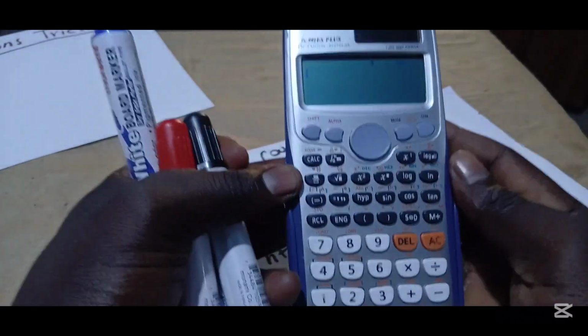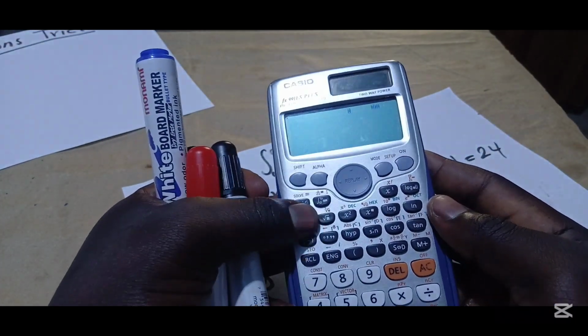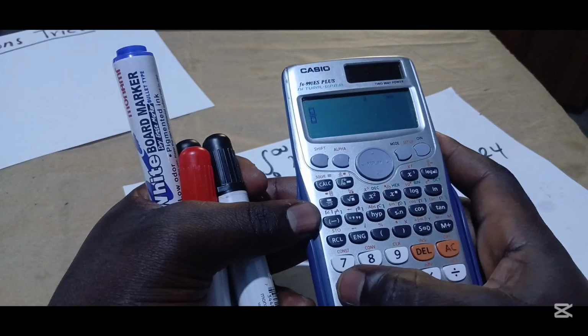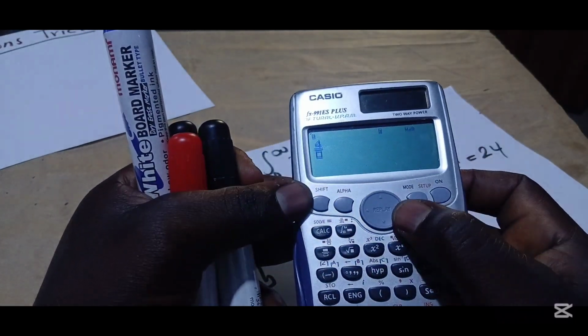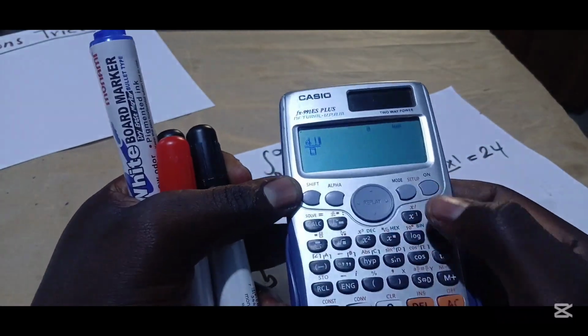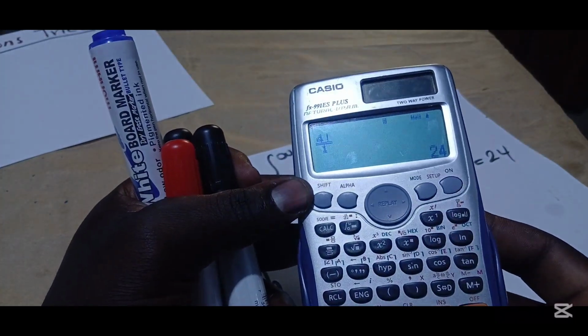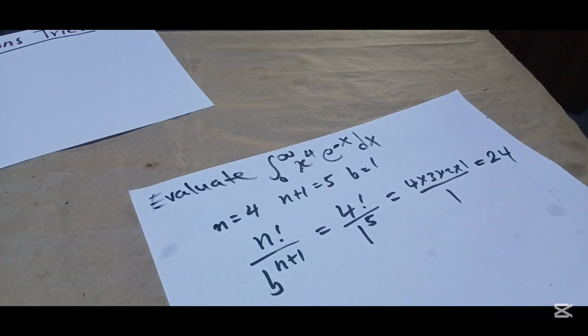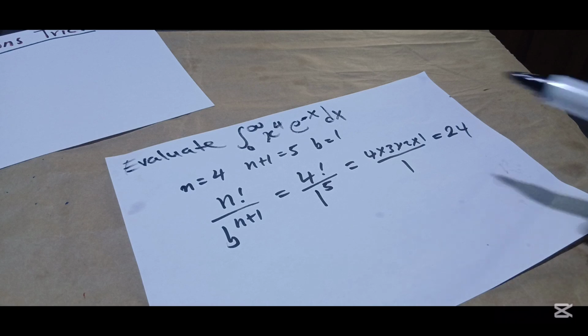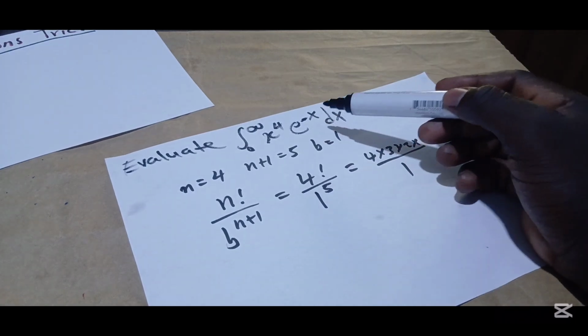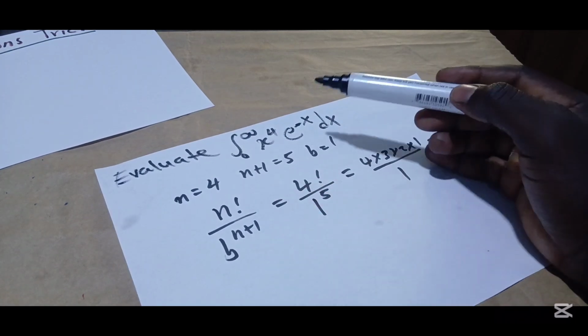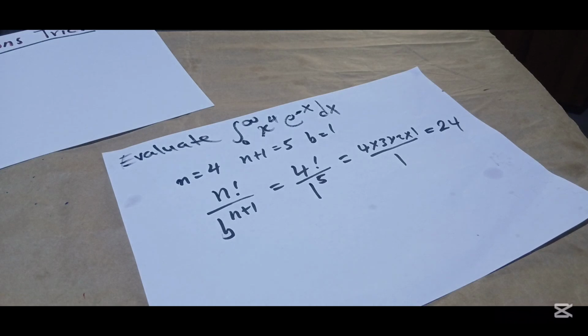Or better still, you can use your calculator. 4 factorial, you have 4, then shift plus this sign right here to give you the factorial sign, then over 1, and you are going to get 24. So that is it. For any gamma problem that is of this form, you can use this general shortcut formula to solve it with ease.